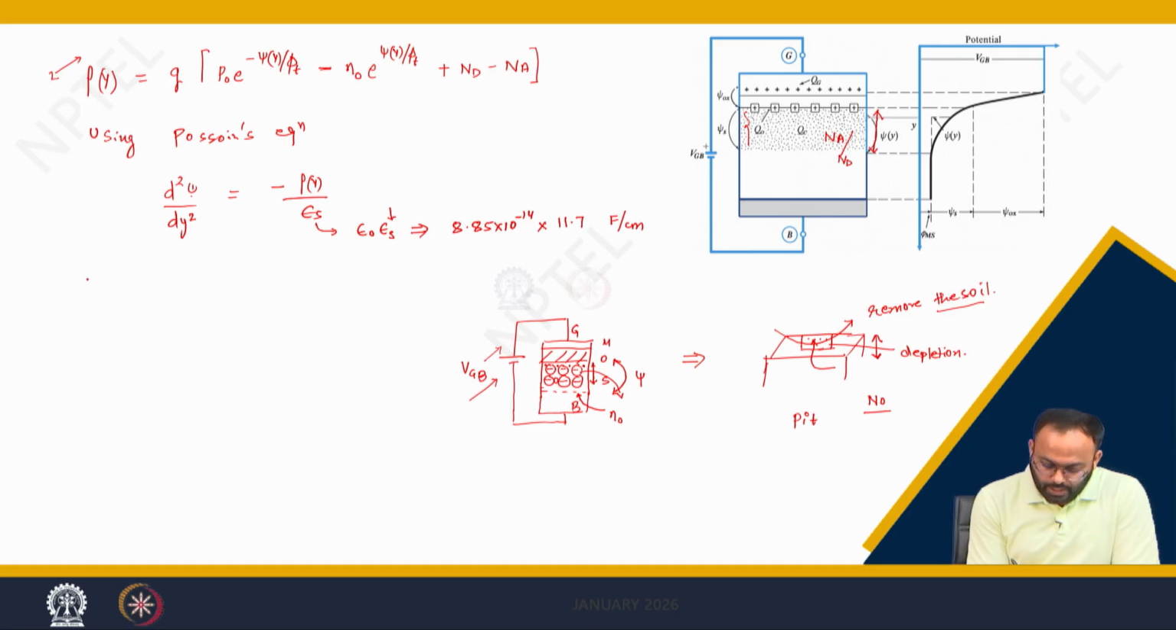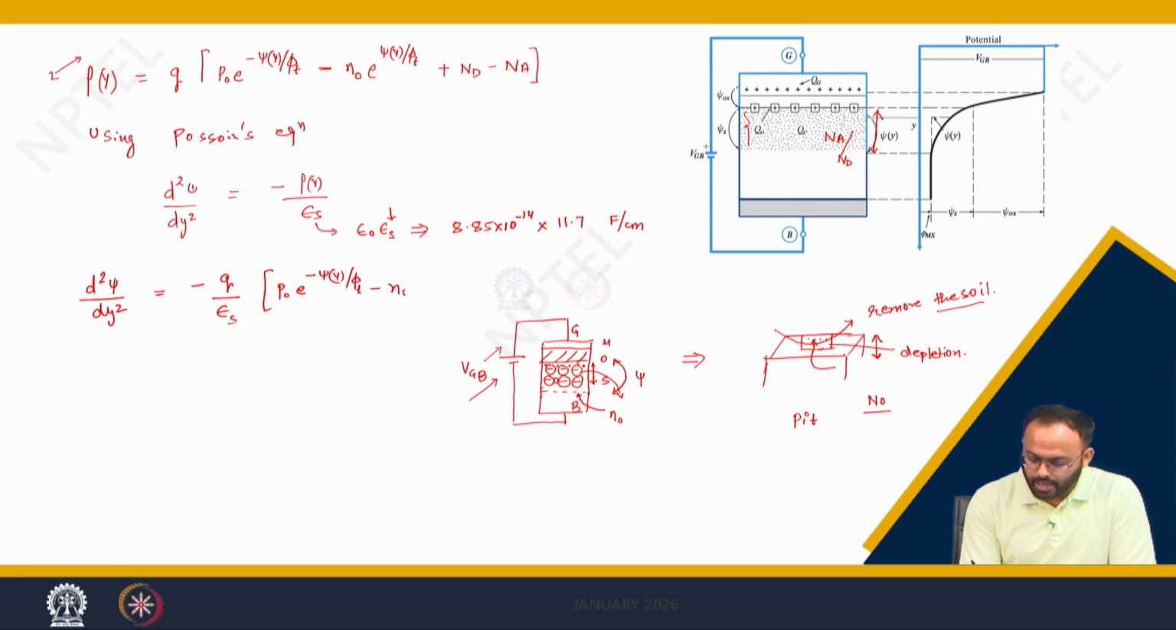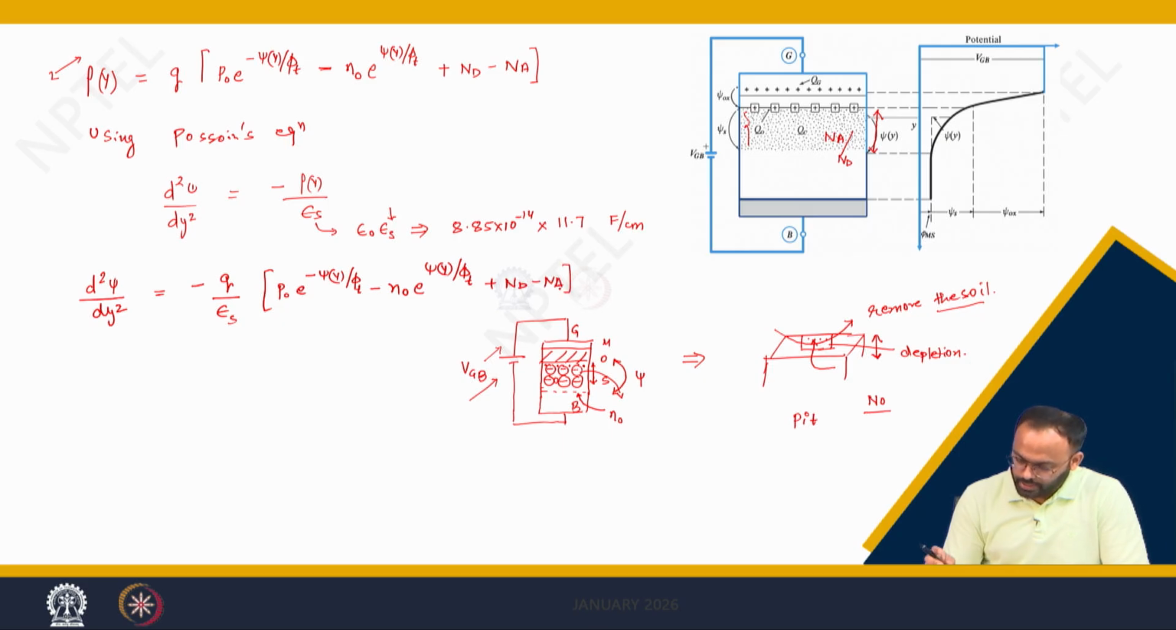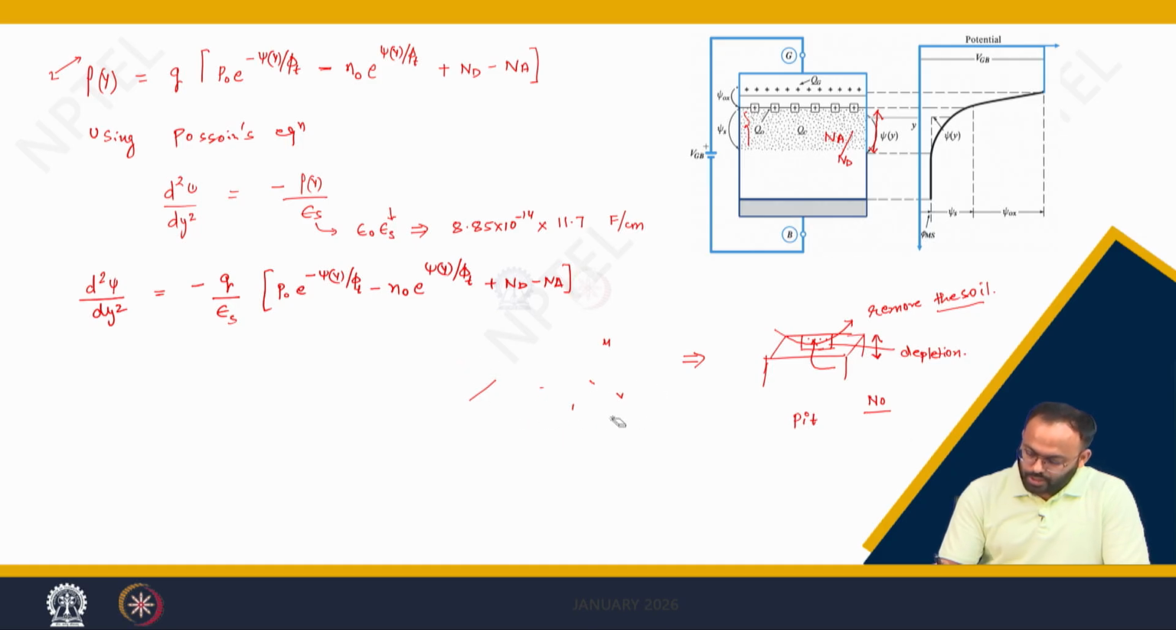So, we will write the Poisson equation like d²ψ/dy² is equal to minus q over εs into [p0 e^(−ψ(y)/φt) − n0 e^(ψ(y)/φt) + Nd − Na]. To get the space, I am just cleaning this. So, how can we solve this equation?